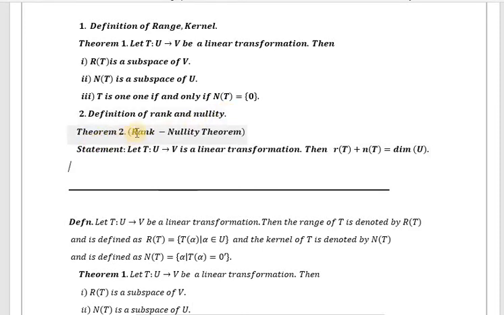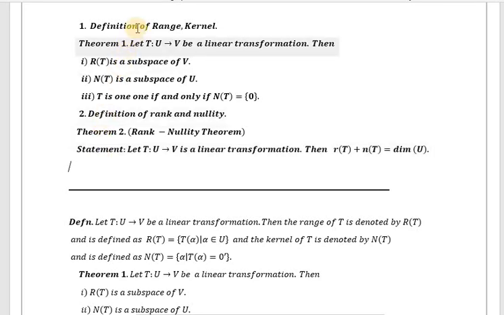Then theorem 2, rank nullity theorem. Statement of rank nullity theorem is, let T be defined from U to V, a linear transformation. Then R of T plus N of T is equal to dimension of U. So these are the concepts we are going to learn in this session.